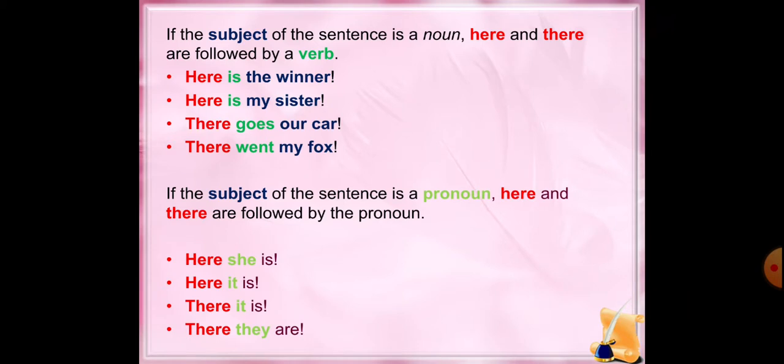If the subject of the sentence is a noun, here and there are followed by a verb. Here is the winner, here is my sister, there goes our car, there went my fox. And if the subject of the sentence is a pronoun, here and there are followed by the pronoun. Here she is, here it is, there they are.